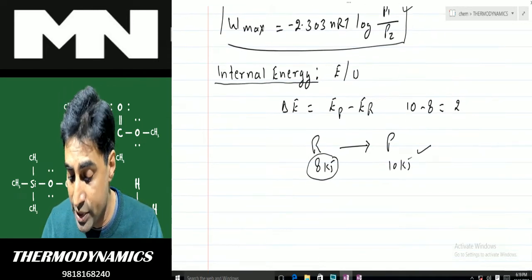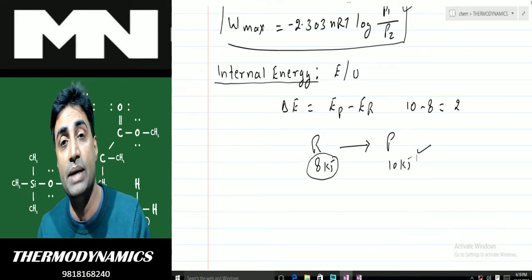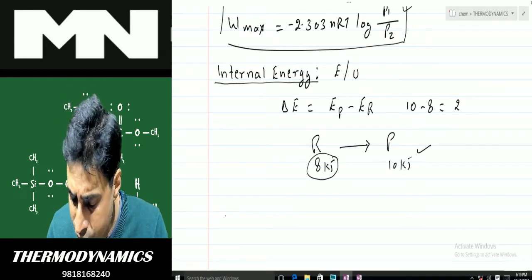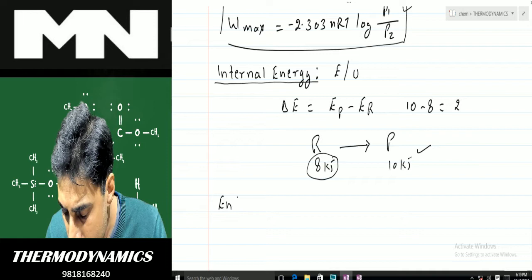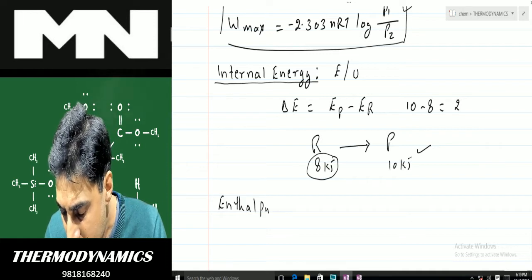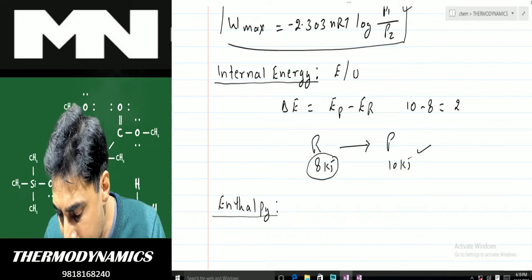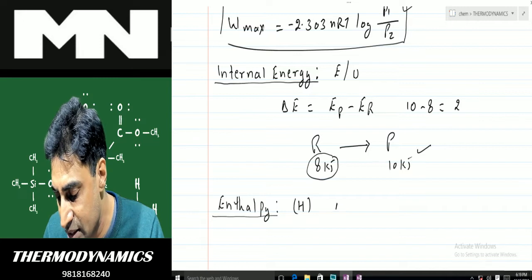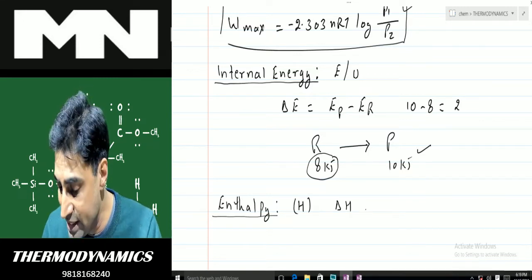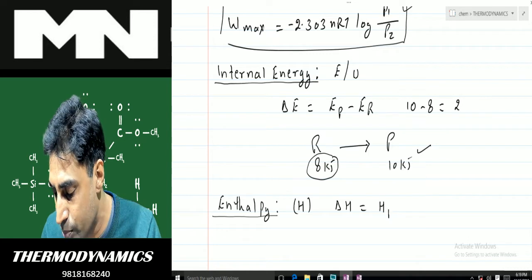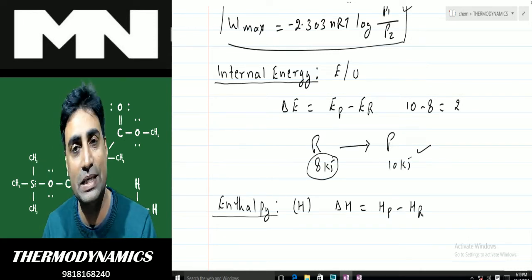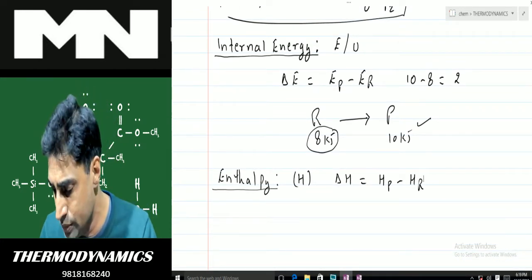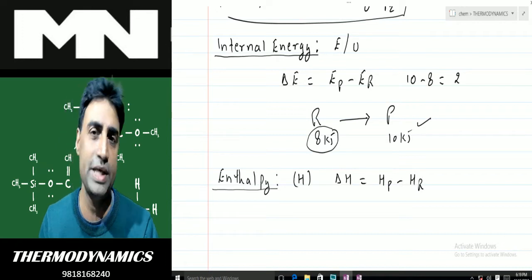The next thermodynamic property about which we'll talk here, and this is perhaps very widely used in your standard, we call it enthalpy. Enthalpy is represented by capital H, and the change in enthalpy is represented by delta H. So delta H is what? It is enthalpy of product minus enthalpy of reactant. Enthalpy, this term you might have used in your lower standards also. Enthalpy change. Enthalpy is what?